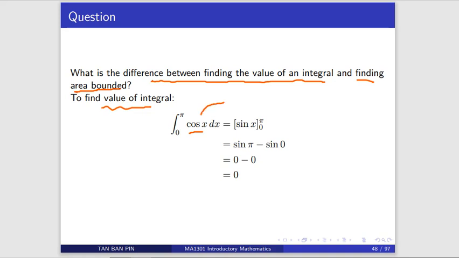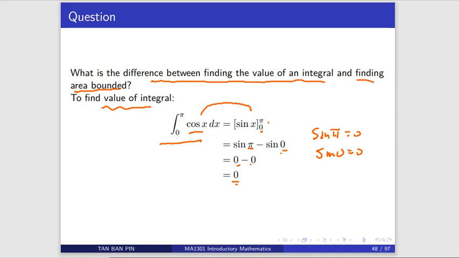You can just integrate cosine x, which will give you sine x, and then you consider the lower limit 0, upper limit pi. So you sub in x as pi, then sub x as 0, and sine pi is 0. Sine 0 is also 0. So you get 0 minus 0, which is 0. So the value of the integral of cosine x from 0 to pi is 0.